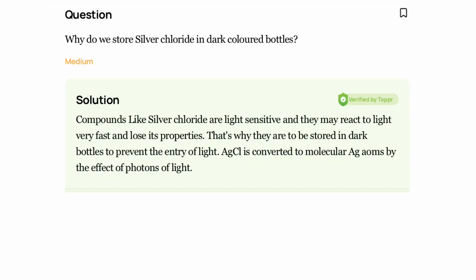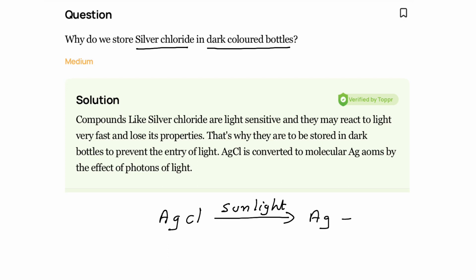Next is an easy direct question. Why do we store silver chloride in dark colored bottles? We know silver chloride, if it is exposed to sunlight, what will happen? It definitely undergoes a decomposition reaction and you get what? Ag and Cl2. Which means if AgCl is exposed to sunlight, it undergoes a reaction. So to prevent the photolytic decomposition reaction, silver chloride is stored in dark colored bottles.